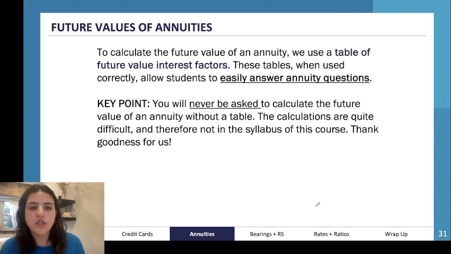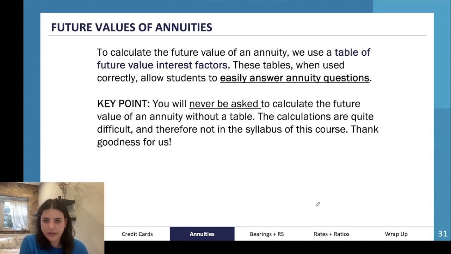Okay, so to calculate the future value of an annuity, we use something called a table of future value interest factors. So these tables, when used correctly, are actually just so easy to answer questions. Like it's a one-step process. Find your number, times it by the annuity.